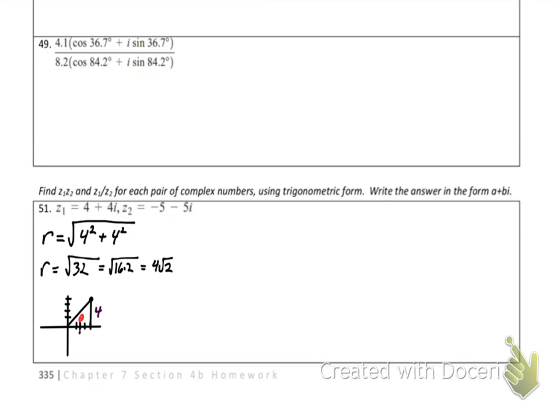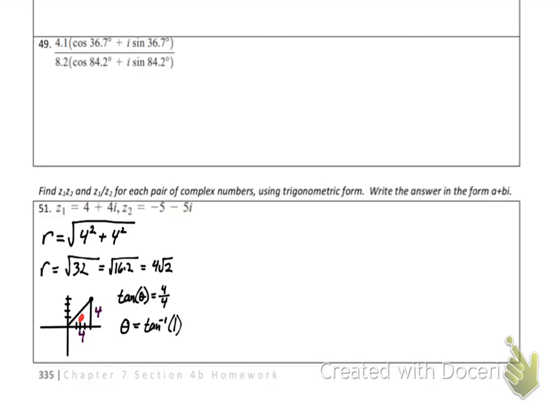That goes 4 and 4. So to find that angle, we could just do the tangent of theta equals opposite over adjacent, which would be 4 over 4. Either you know this offhand or you don't. We can do theta equals the tan inverse of 1, and that gives you your theta. So you can use your unit circle to get that one, or you can plug that in your calculator.